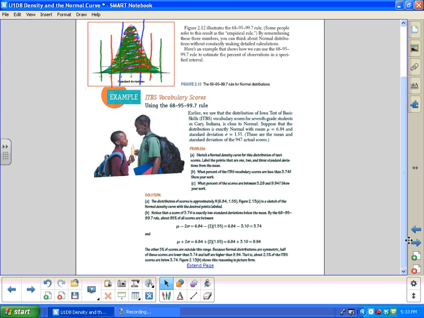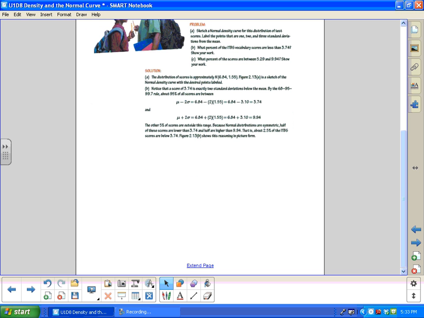The first thing that they ask us to do in part A is to sketch a normal density curve for the distribution. Label the points that are 1, 2, and 3 standard deviations away from the mean. So we're looking at those Iowa test scores again, and we have a mean of 6.84, and we have a standard deviation of 1.55. So let's first draw out this curve, just like we did on the other example.